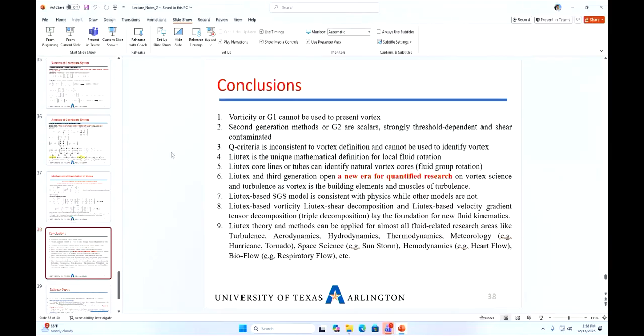So then we have quantified research for turbulence. Well, turbulence is everywhere a vortex. A vortex is not defined. Nothing can measure the vortex. Vortex is not defined, and a vortex cannot be measured. The conclusion: all turbulence is not quantified.